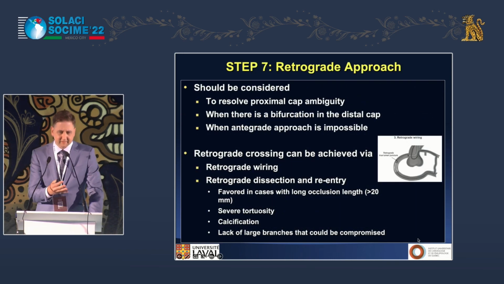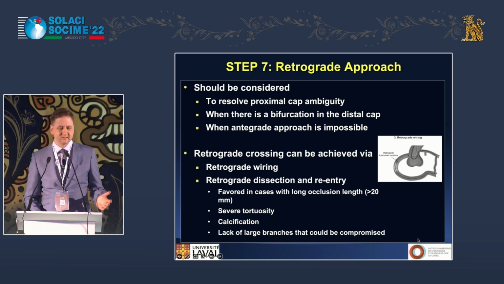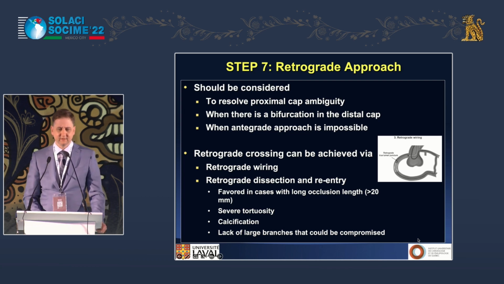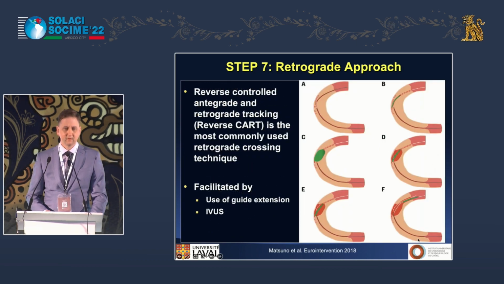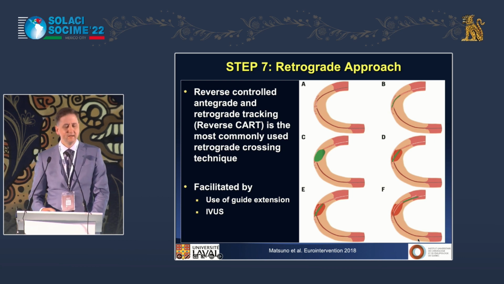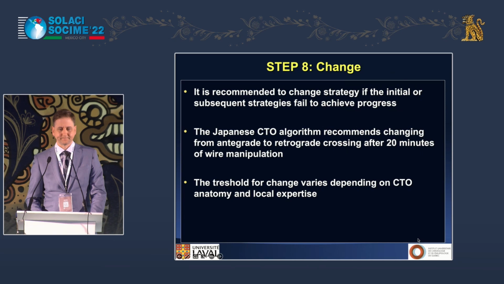Finally, step number 7, the retrograde approach, which should be considered to resolve proximal cap ambiguity when there is a bifurcation in the distal cap or when antegrade approach is impossible. Retrograde crossing can be achieved with retrograde wiring or retrograde dissection and reentry. Reverse CART is the most commonly used retrograde crossing technique, and oftentimes reverse CART is facilitated by the use of a guide extension and or IVUS.